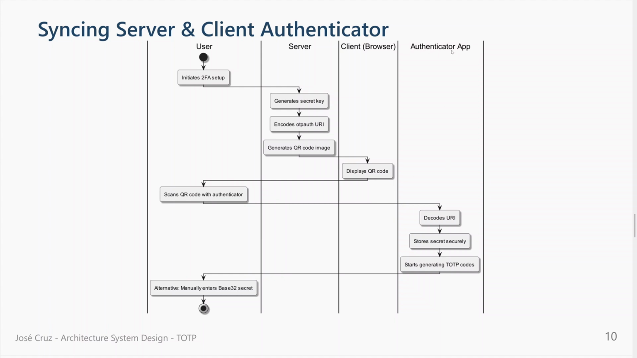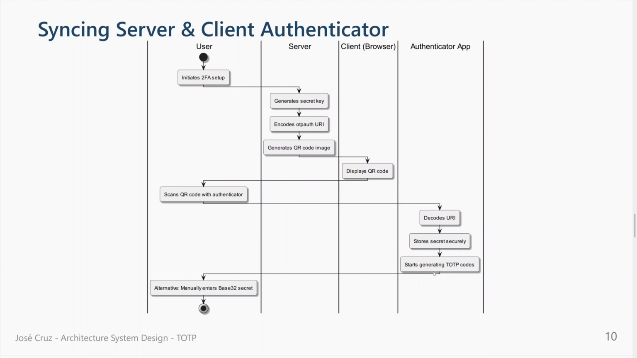Now on your authenticator app, it decodes this URI, and this URI usually contains the secret and other information that should be enough for the authenticator to apply the algorithm the same way that the server will apply it later. So it stores the secret key like the server is storing. So the secret will exist in both server and authenticator, and it starts to generate TOTP codes. That's why when you open your authenticator, it's always generating a new number every 30 seconds, constantly.